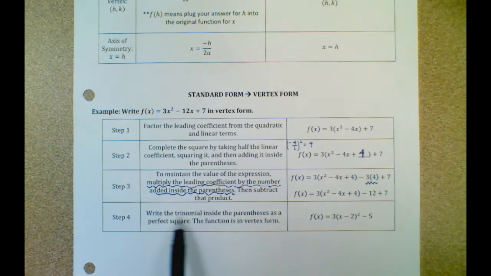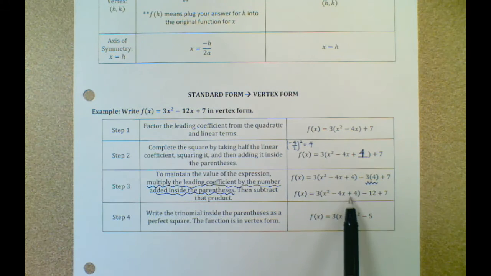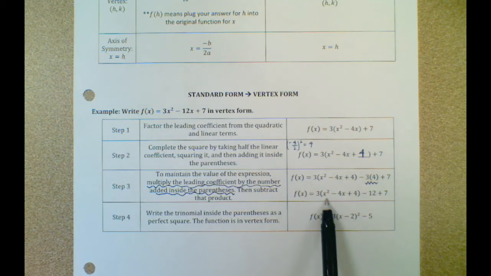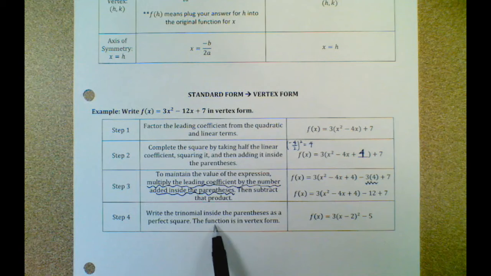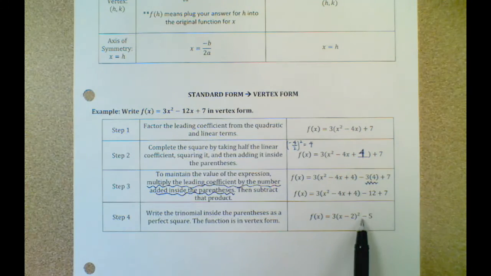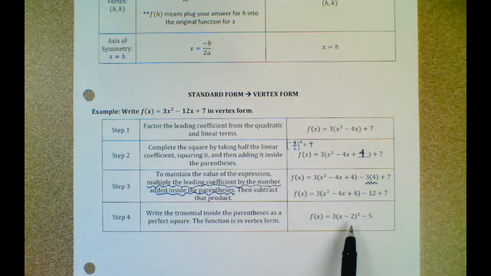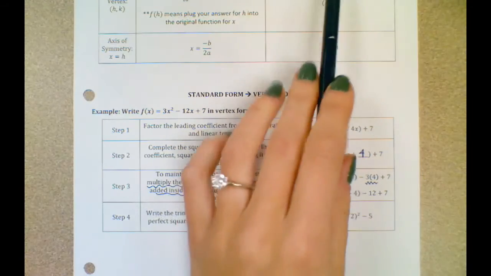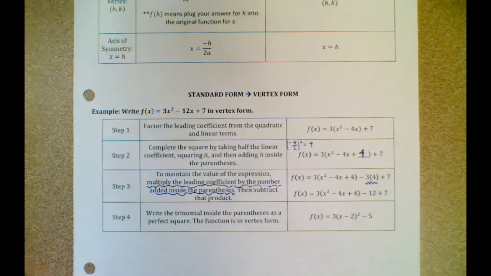Then step 4 says write the trinomial that's inside the parentheses as a perfect square. We know how to do that. That's the whole reason why we did completing the square. And then the function is now in vertex form, because negative 12 plus 7 is negative 5. Now that looks exactly like what vertex form looks like up top in your notes. All right, so let's take a crack at it.